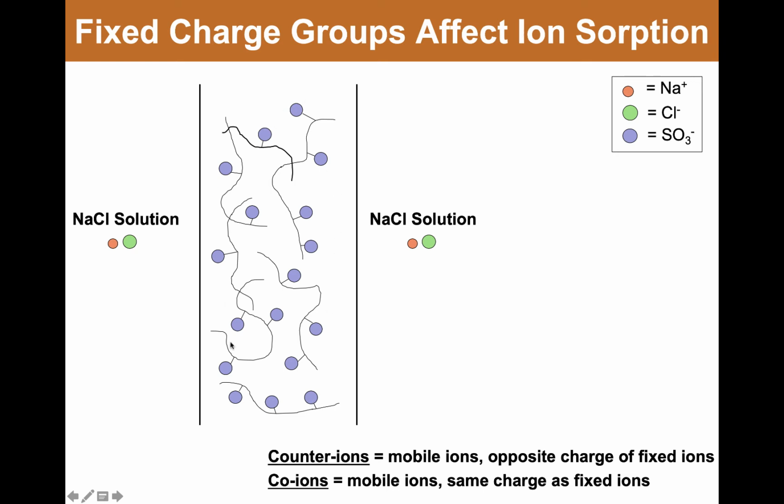Now, the presence of these fixed charge groups, these negatively charged groups, provides a powerful incentive for these positively charged sodium ions to try to sorb into this membrane. And at the same time, the presence of these negatively charged fixed charge groups provides a powerful inducement to repel the chlorides, or keep the negatively charged chlorides from dissolving in the polymer. And this is the phenomenon of Donnan equilibrium.